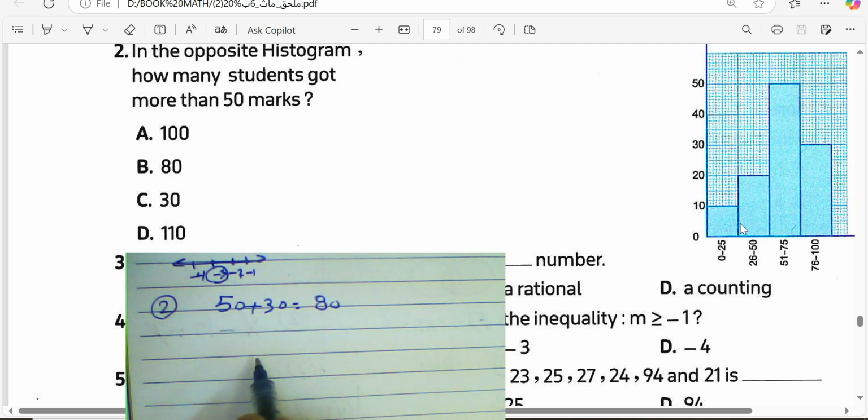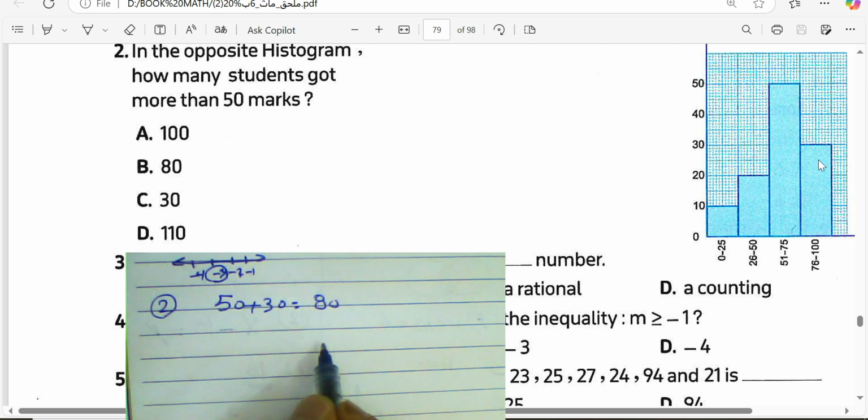50 marks were here down in the seats here. We know 20 students get 50 marks, but he asked about more than 50. More than 50 will be from 51 to 100. How many students get from 51 to 100? 50 students get from 51 to 75, and 30 students get from 76 to 100. So you must add the two numbers, 50 and 30. The sum of them will be 80.